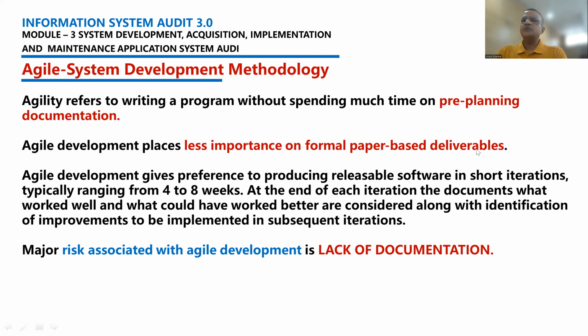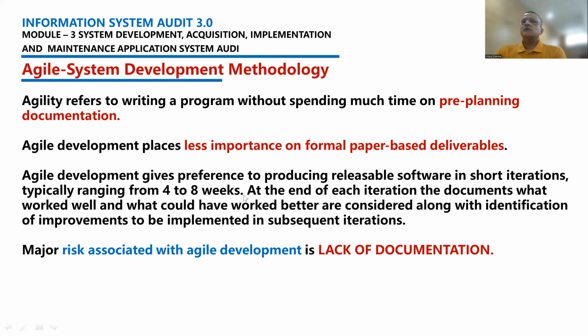These days, you must have heard about it. They're coding programs, a 10-year-old sitting in front of the system, making code and developing an app. Agile development gives preference to producing releasable software in very short iterations, typically ranging from 4 to 8 weeks. Now, again, it is very clear. You're not wasting time in planning. You're not wasting time in documentation. You're not wasting time in getting approvals.